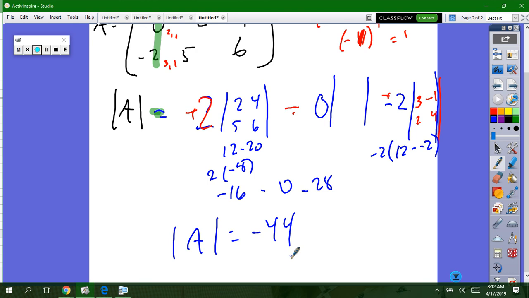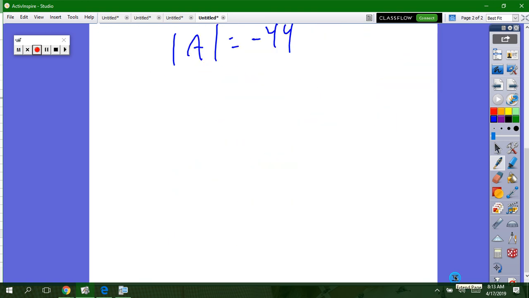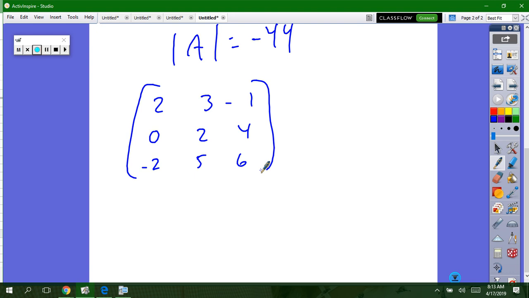So let's go now back and use that other row instead of the column and see if we still get the same determinant. All right. Let's go ahead and write that matrix again. Can somebody tell me where it was? 0, 2, 4. Negative 2, 5, 6. All right. So this time, it's like, what if we use this row though?